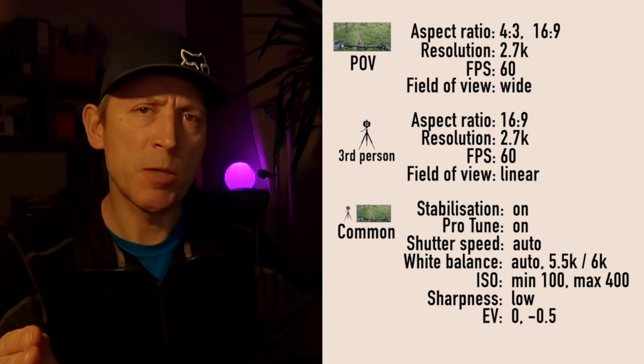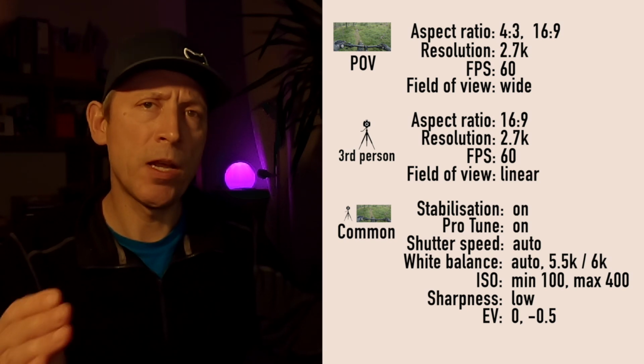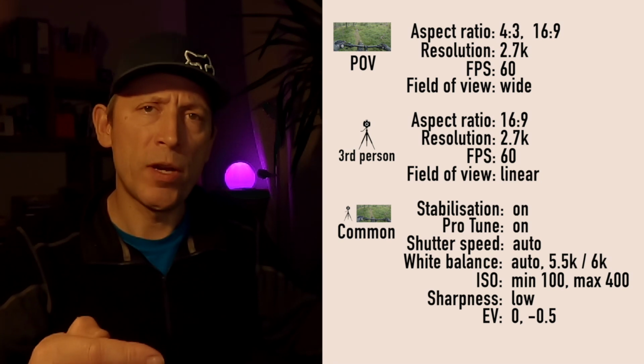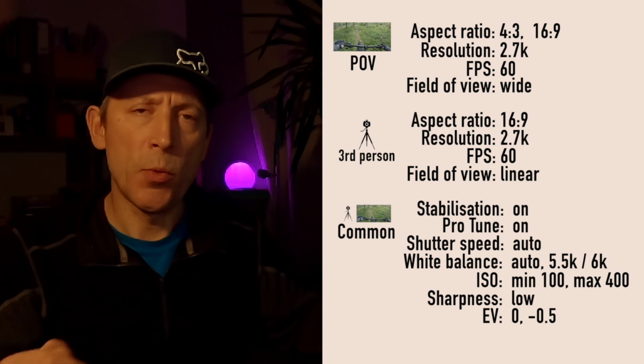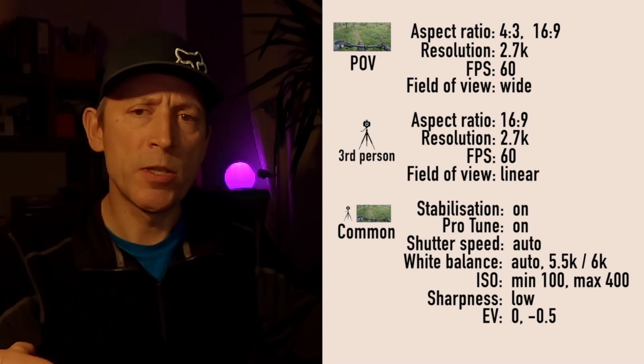For the EV setting, I keep that generally at 0. Again, I rarely change this, but if I do, it will be to -0.5. That would be on occasions where I'm going from light to dark down a trail where the sun's coming through, and I don't want the scene blown out, so I will change it to -0.5.